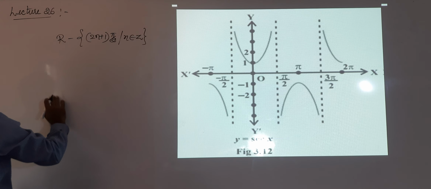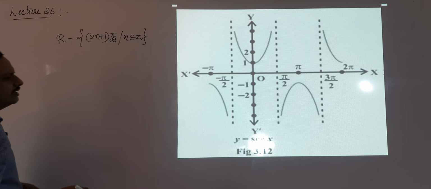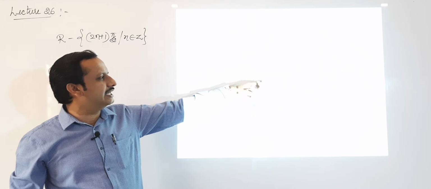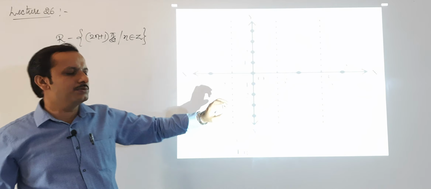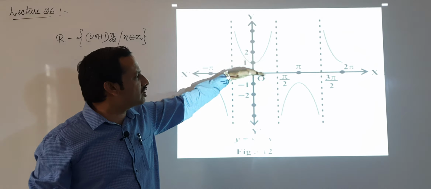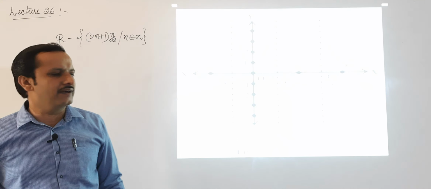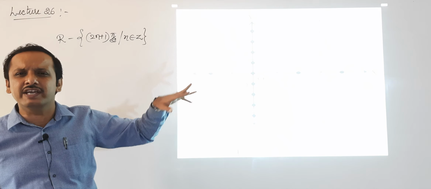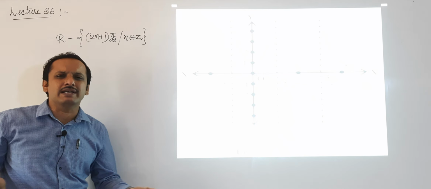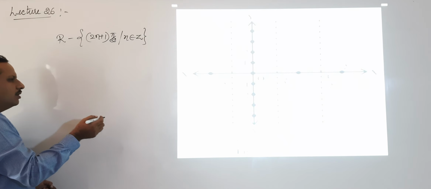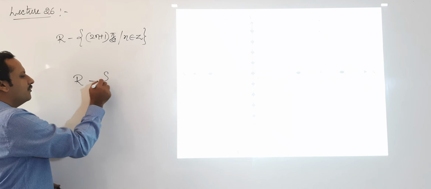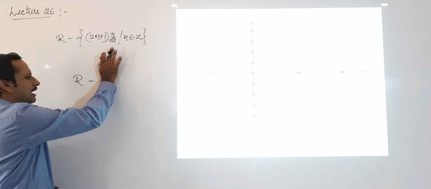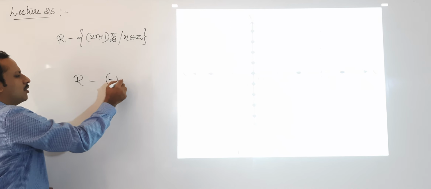Okay. And then the range, observe it will not take any value between minus 1 and 1. Observe that the graph does not lie in between minus 1 and 1. Though its minimum value is minus infinity and maximum value is plus infinity, the range is not minus infinity to infinity. So the range is the set of all reals, except I have to remove this open interval.